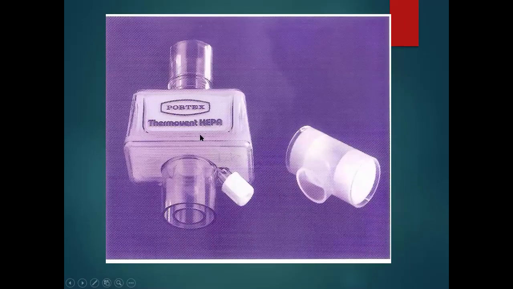This is called a thermovent. It's a kind of paper filter, and we can connect these 2 types of paper filters to the tracheostomy tube opening. The purpose of the paper filter or thermovent is, one thing, to keep the warmth inside the trachea without losing it to the outside temperature. Also to keep the humidification inside the trachea to the maximum.